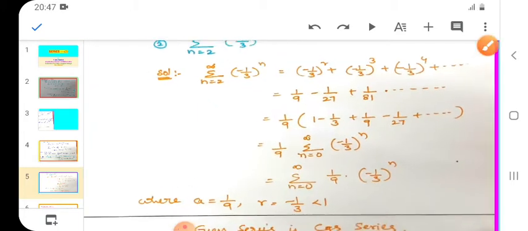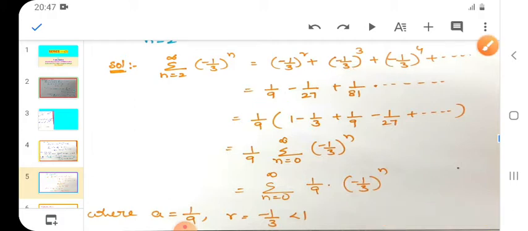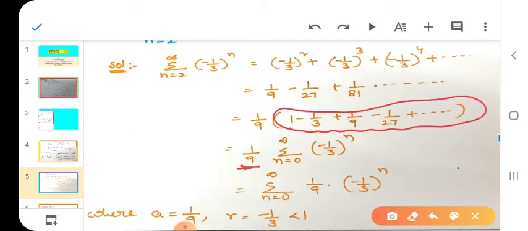Tell me, what is the value of minus 1 by 3 whole square? Plus 1 by 9. Next, minus 1 by 3 whole cube is minus 1 by 27. Next 1 by 81. After that minus 1 by 243 and so on. Now I take 1 by 9 common. After taking 1 by 9, the first term is 1. Next, 9 times 3 is 27, 9 times 9 is 81, 9 times 27 is 243, and so on. Now I write 1 by 9 outside and put these remaining terms in summation form.